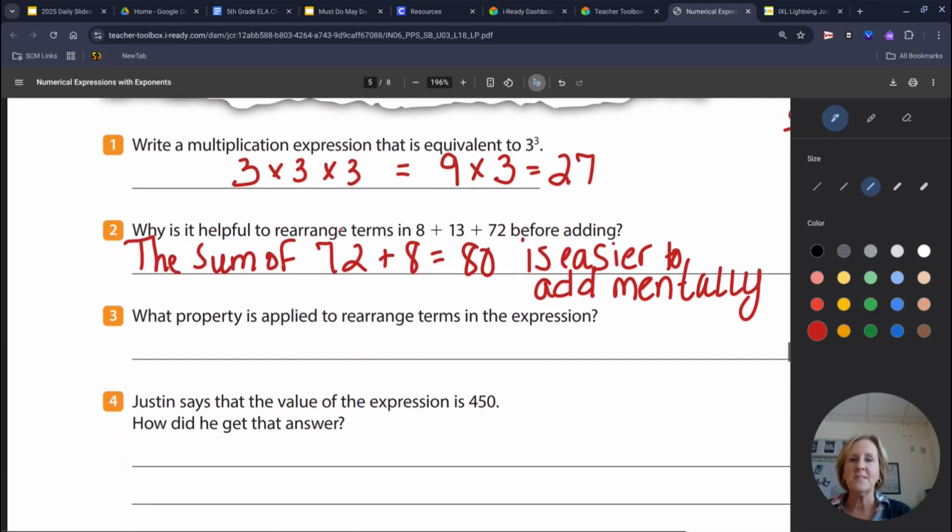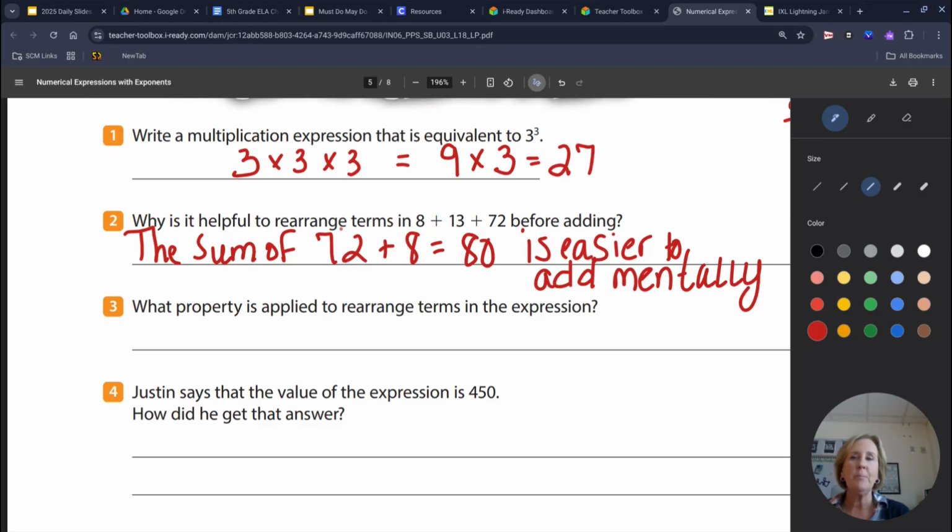So listen, this is kind of cool. We have a property called the commutative property. C-O-M-M, commutative.